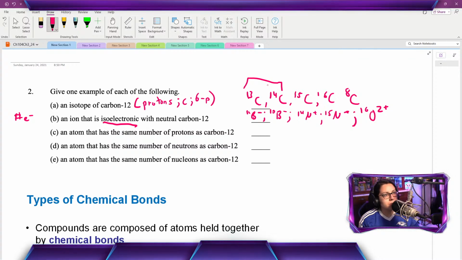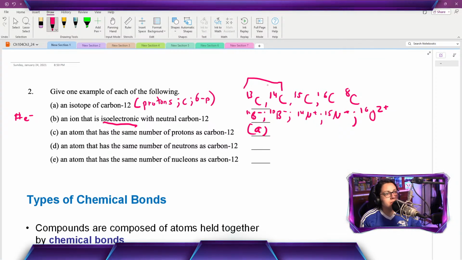I think these two people figured out. Same thing with this one, so this wasn't too bad, maybe. An atom that has the same number of protons. This was actually the same answer as A, so this is really A. And then you could go through all the different isotopes.